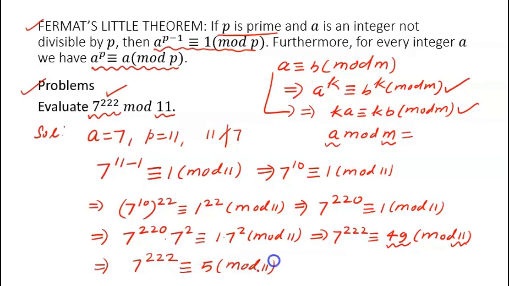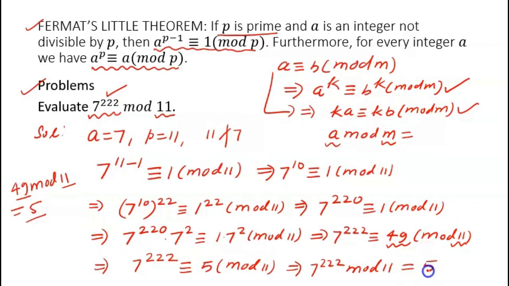I hope you got this point, because what is 49? If I ask you what is 49 modulo 11, if you divide 49 by 11, 4 is the quotient and 5 is the remainder. So the remainder is 5 if you divide 49 by 11. So we have just got the answer that 7 to the power 222 is congruent to 5 modulo 11. It means that 7 to the power 222 modulo 11 is equal to 5. So this means that if I divide 7 to the power 222 by 11, the remainder will be 5.